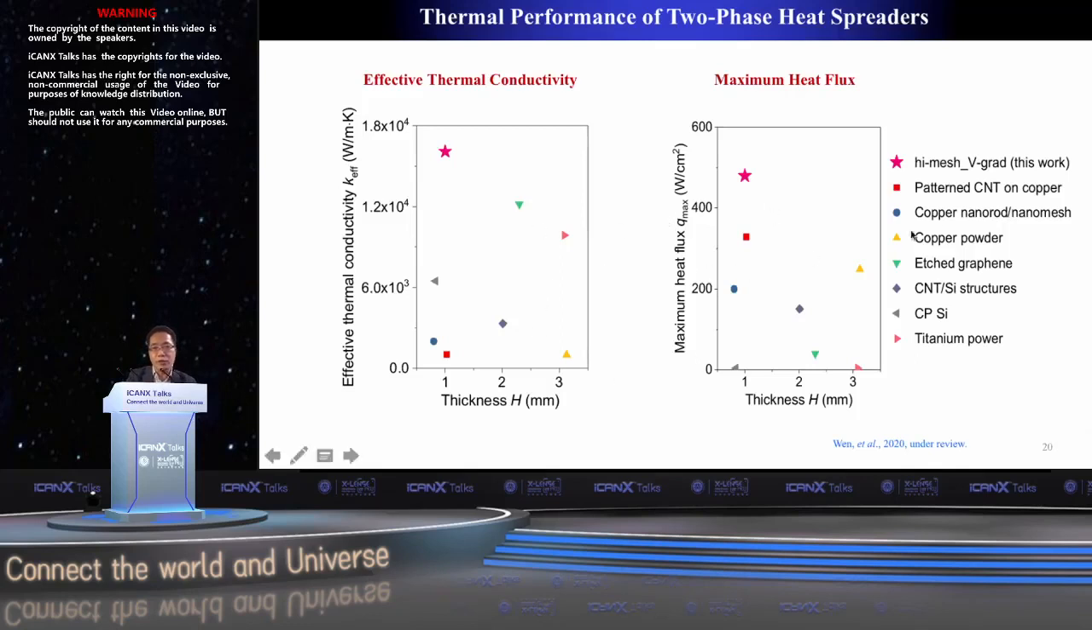This slide basically shows what we make and how it compares with the state of the art. You can look at very different thicknesses of the devices, 1 millimeter, 2 millimeter, and 3 millimeter. People look at, say, 6,000 watt per meter per K, three times diamond, or 10,000, five times. And this star is what we make, right? We can make about 15,000, 15 to 16,000, essentially eight times diamond in terms of thermal conductivity. And we can handle pretty high heat flux. So those are the data basically showing we are able to handle very high heat flux.